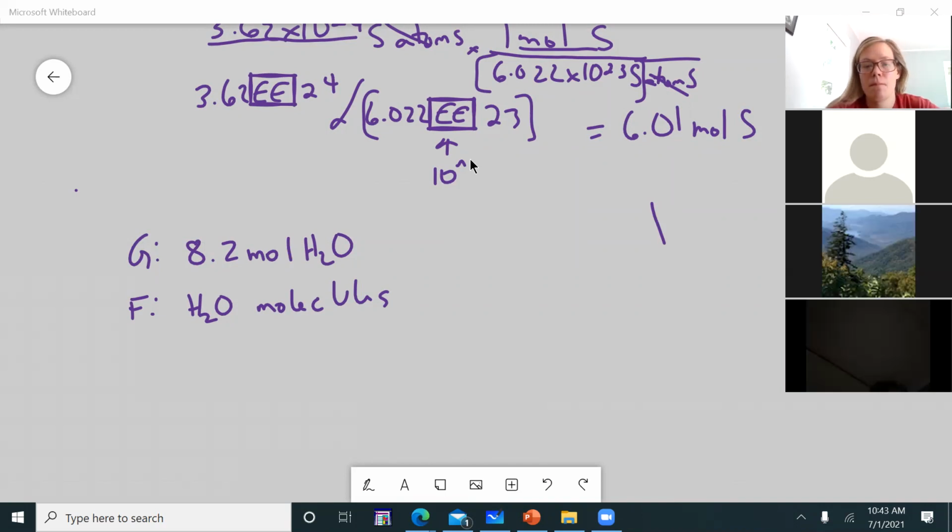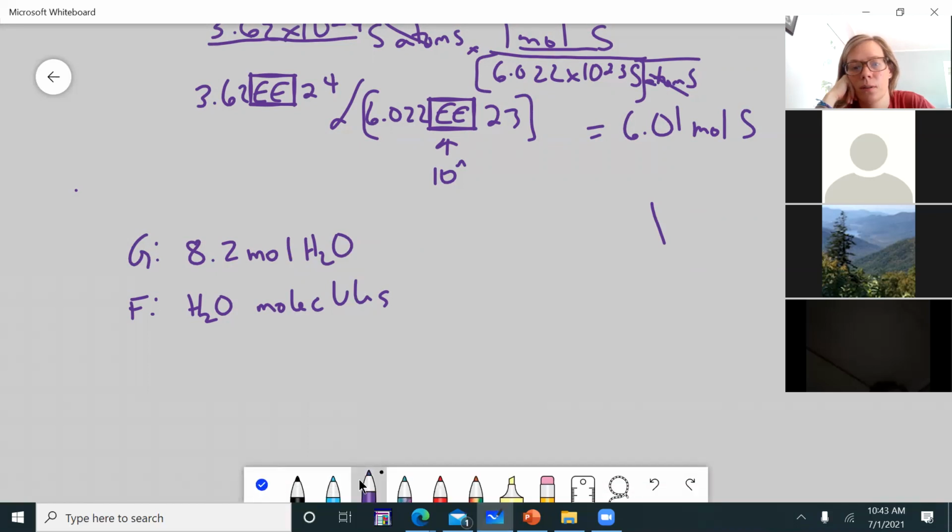After the EE, are you doing the caret 24 for the exponent? Just 24, yeah. So the caret gets included in the EE. That is the exponent as well. Okay, that's what it's telling your calculator to do. Andrea, you try it again, before we move on to this water one.